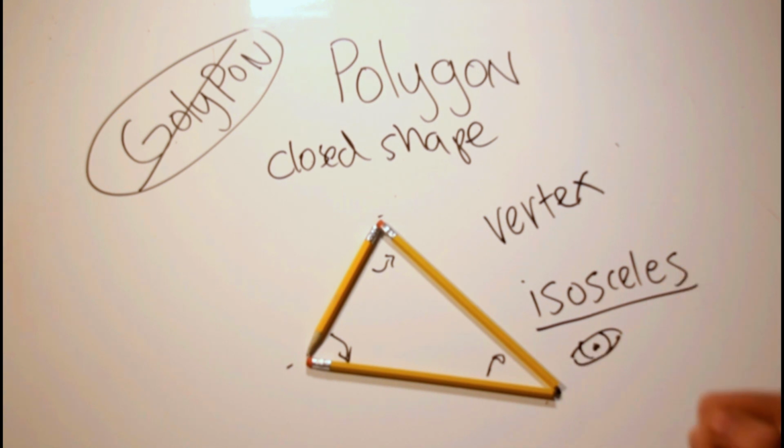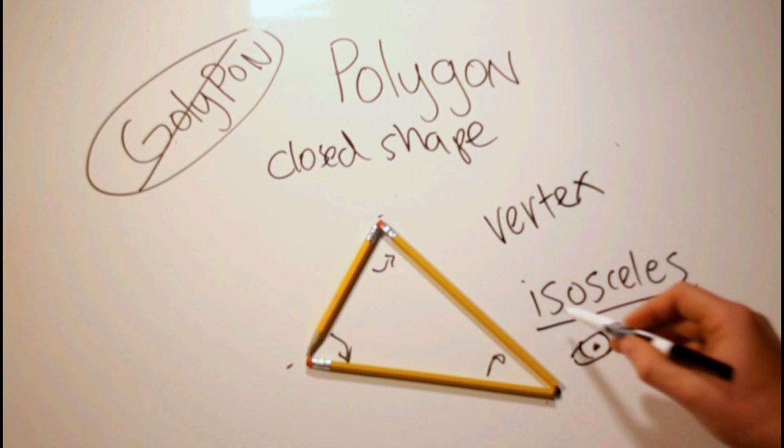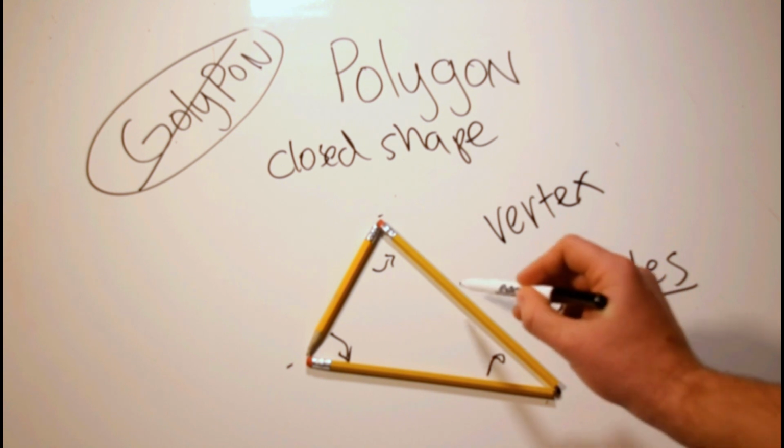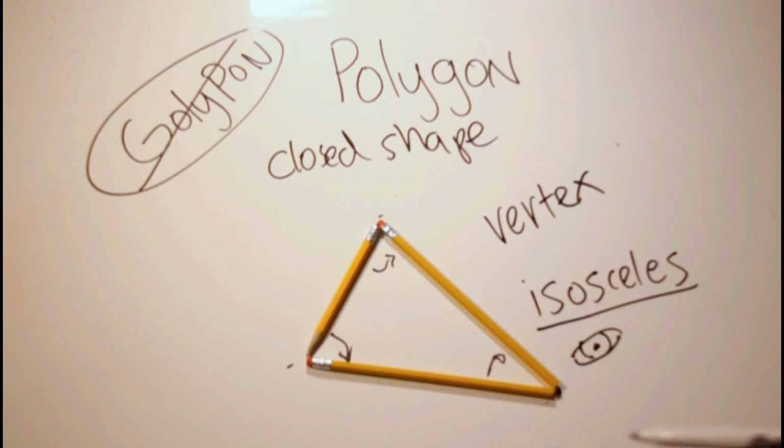We have 2 eyes. Well, unless you're Mr. B who has a fake glass eye. But we have 2 eyes. So I like to think of an isosceles as 2 eyes, which has 2 like sides. Just like 2 eyes. So that's an isosceles triangle.